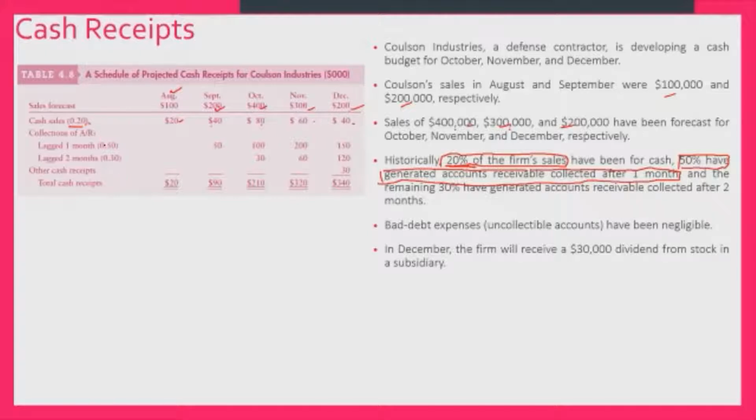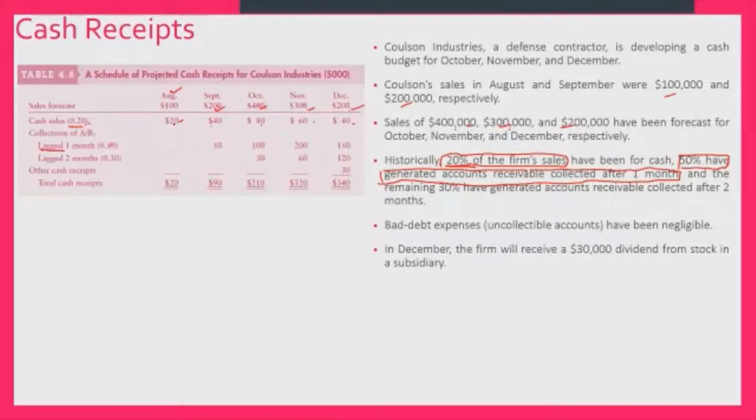So here we go, 50% again of, well, let's start with October because we're really dealing with 3 budgets. 50% of October, well, September, because it's 1 month delay, so they have lagged. So 1 month from July, we weren't given that. So 1 month from August.